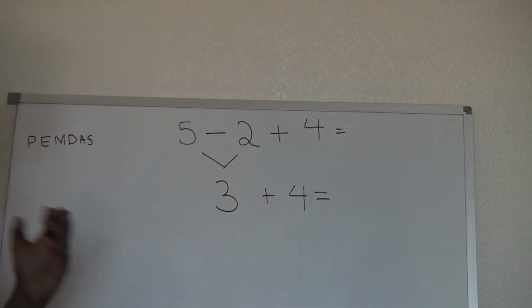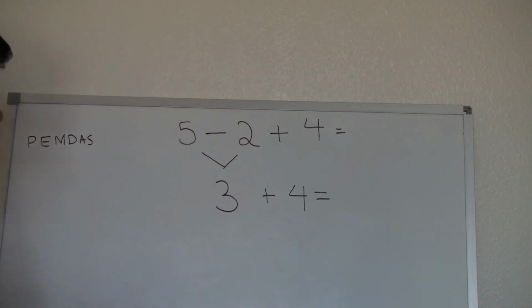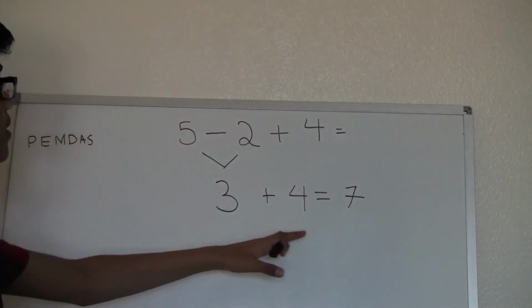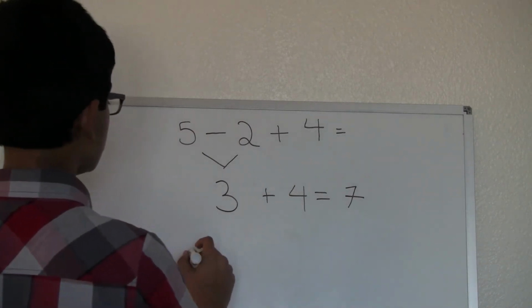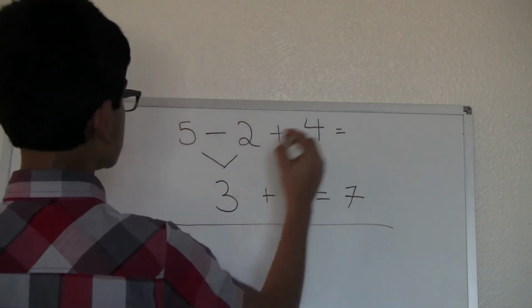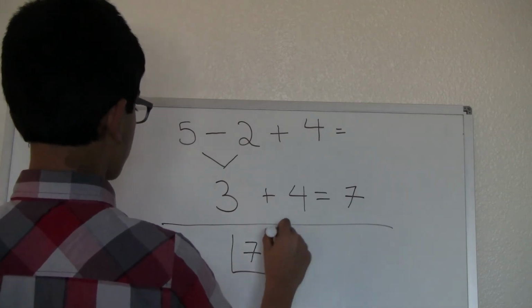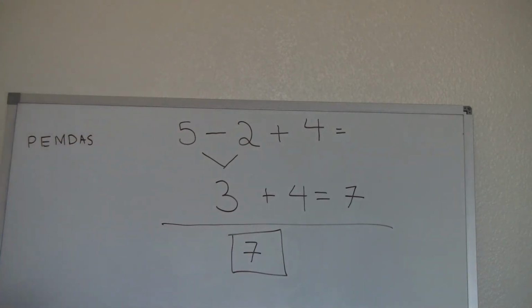So 3 plus 4 is what? It is 7. So 3 plus 4 is 7. So the answer to this equation is 7. So 5 minus 2 plus 4 is equal to 7.